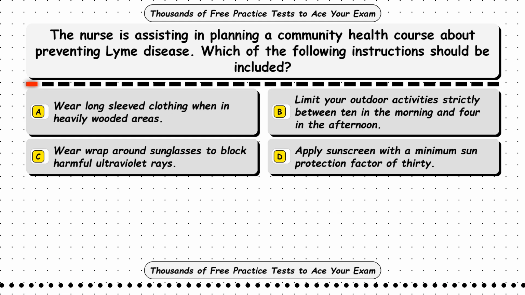Question 16. The nurse is assisting in planning a community health course about preventing Lyme disease. Which of the following instructions should be included? Option A. Wear long-sleeved clothing when in heavily wooded areas. Option B. Limit your outdoor activities strictly between 10 in the morning and 4 in the afternoon. Option C. Wear wraparound sunglasses to block harmful ultraviolet rays. Option D. Apply sunscreen with a minimum sun protection factor of 30.